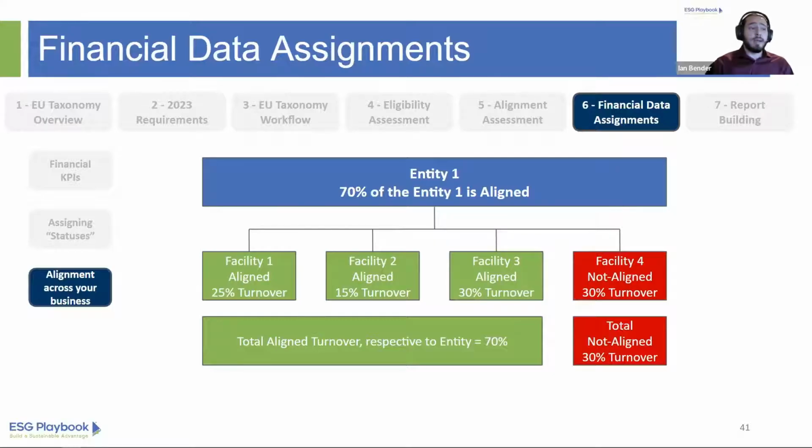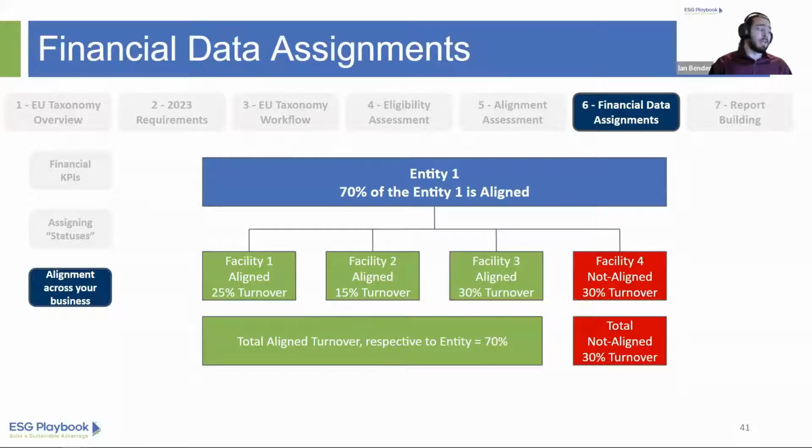In our example, the total turnover for these facilities that is aligned equals 70% of the entity's total turnover, while the facility that was not aligned has a turnover of 30% of the entity's total turnover. So entity 1 in this case would be 70% aligned, not 75% aligned. This information becomes vitally important when applying turnover, CapEx, and OpEx amounts throughout the year, as it will directly affect how much of your business is overall aligned, eligible, or non-eligible.